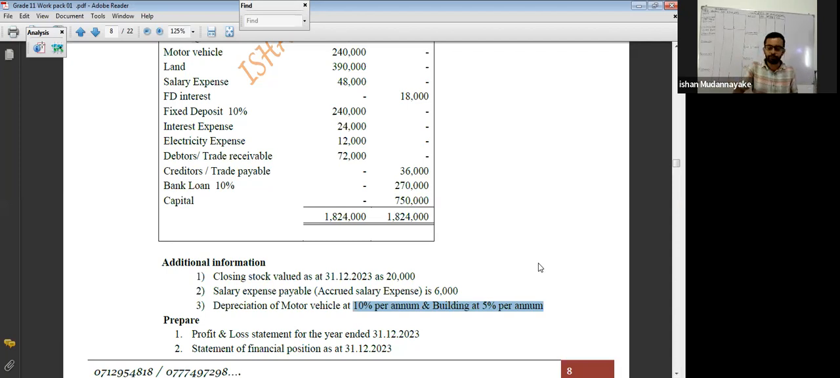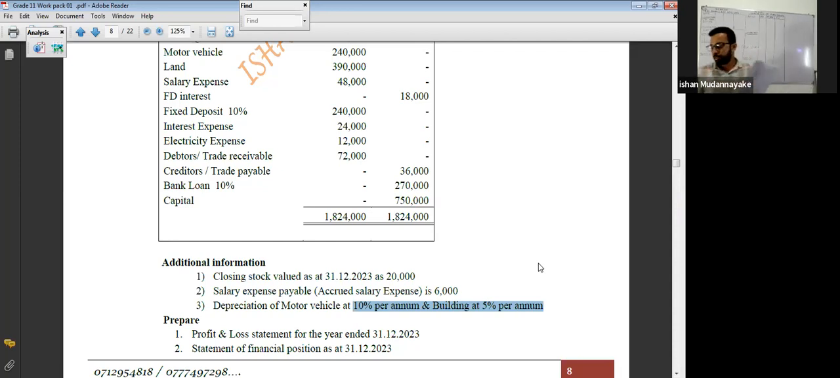Without completing the additional information, we can't complete the trial balance details. Under the additional information, there are some required adjustments to the trial balance of the business organization. Therefore, before recording details of the trial balance, at first we need to complete all the additional information of the business organization.